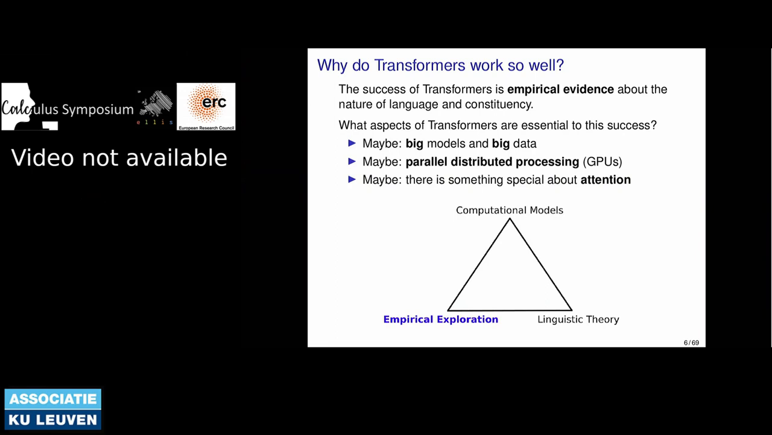Another possible explanation is parallel distributed processing. In the 90s, this was an important concept for motivating neural networks, motivated by the nature of computation in the brain. These days, it's motivated by GPUs. If we have a model that will fit well on a GPU and run in parallel, then maybe that's all we need. That's the reason why transformers work so well, just because they fit on a chip really well.